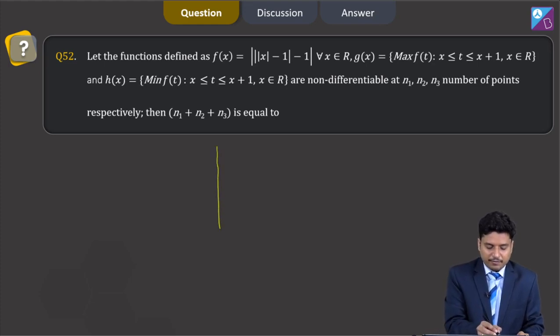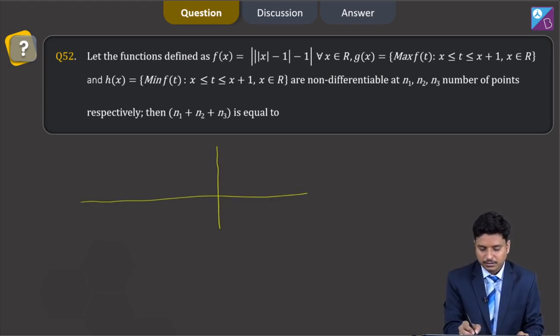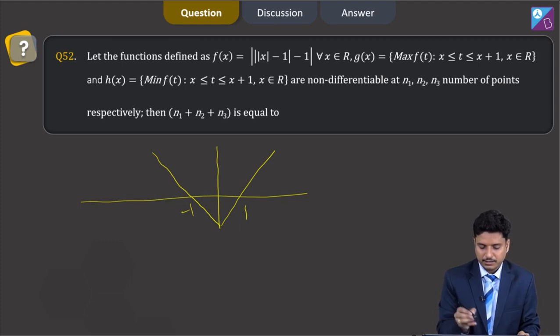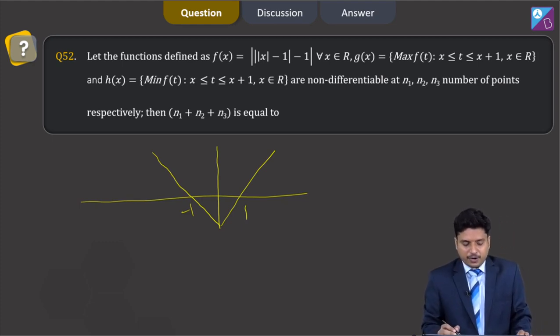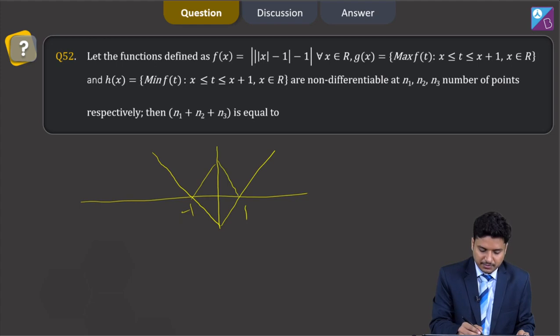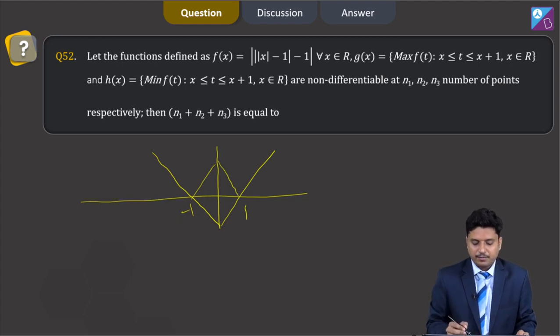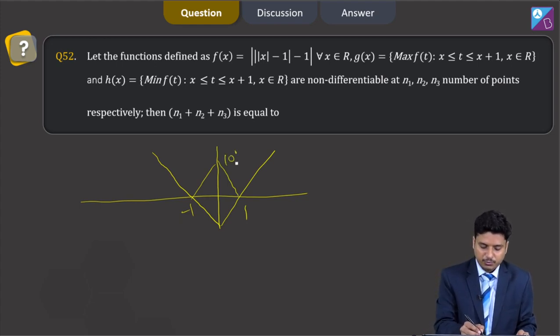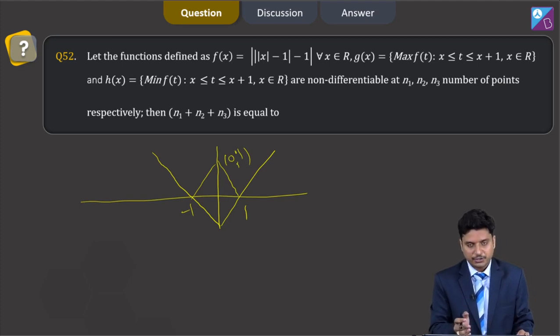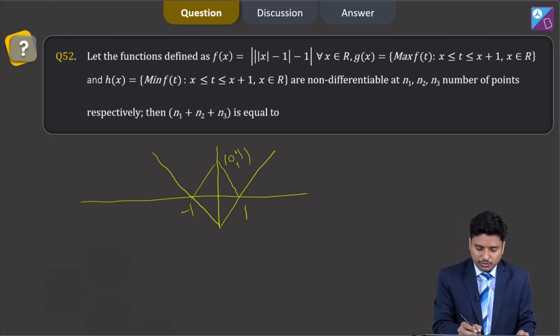So what is the graph of fx? Mod of x minus 1. So mod of x minus 1 will be like this. It will be minus 1 and 1. And again you have to take the mod. That means this will be shifted like this. Minus 1, that means this point 0 comma 1 and everything else will be actually shifted 1 point downward. So it will be covered into mod of x minus 1.